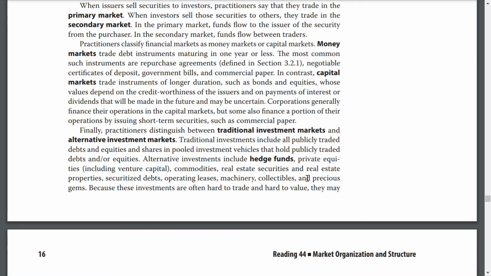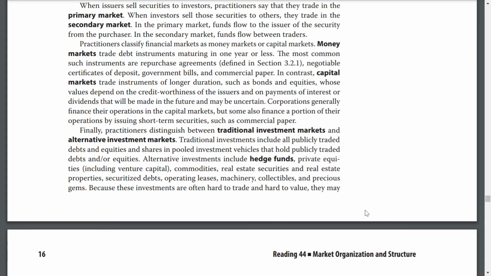Finally, practitioners distinguish between traditional investment markets and alternative investment markets. Traditional investments include all publicly traded debts and equities, and shares in pooled investment vehicles that hold publicly traded debts and/or equities. Alternative investments include hedge funds, private equities, commodities, real estate securities, real estate properties, distressed debts, operating leases, machinery, collectibles, and precious gems.